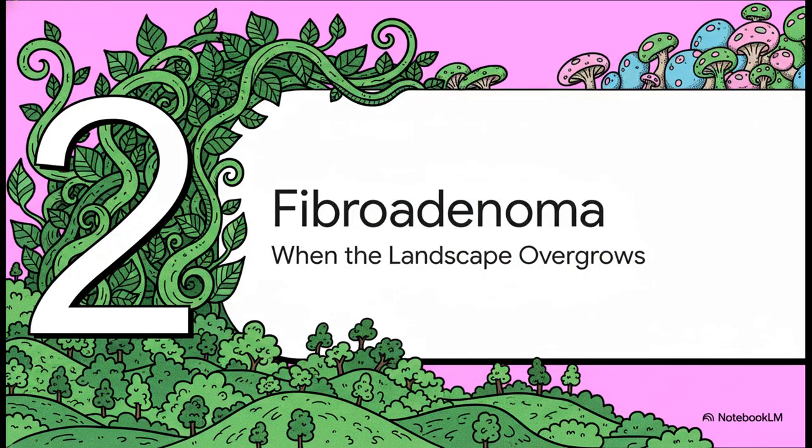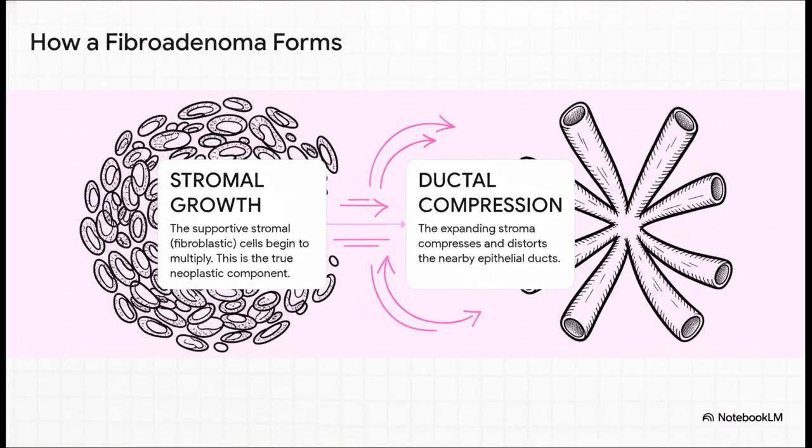So now that we have the blueprint, let's look at our first architectural twist, the fibroadenoma. This is by far the most common benign tumor, and the easiest way to think about it is just the landscape is overgrowing a bit. So how does it happen? It's really just a simple two-step dance. First, the stromal cells, our landscape, start to multiply. That's the real event here.